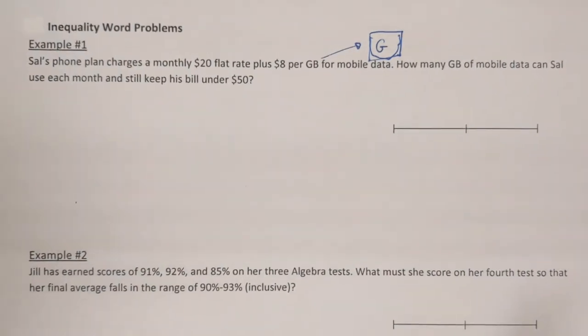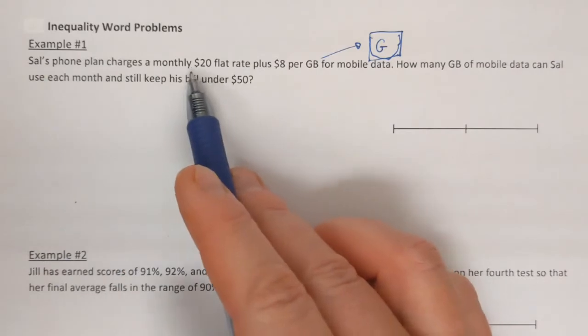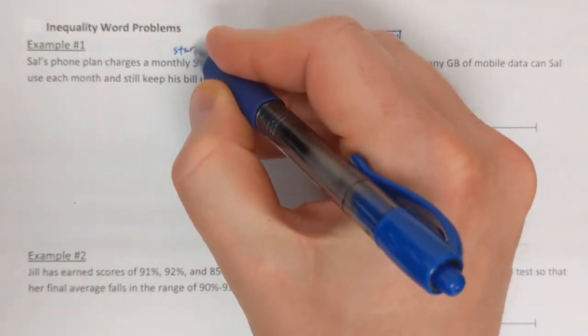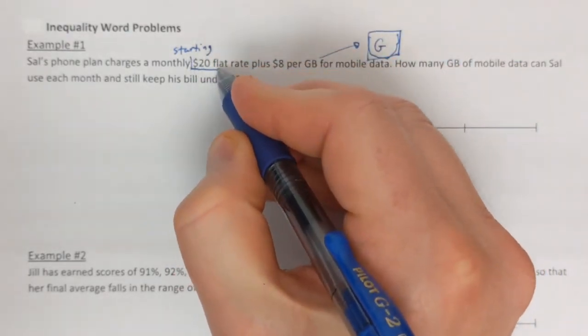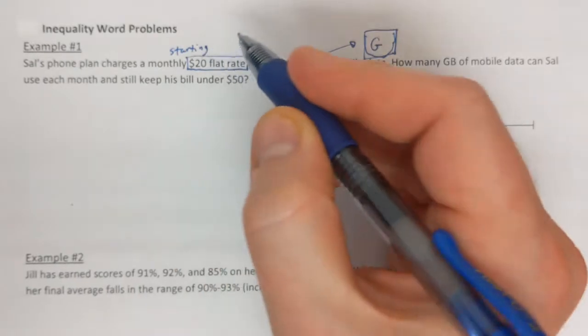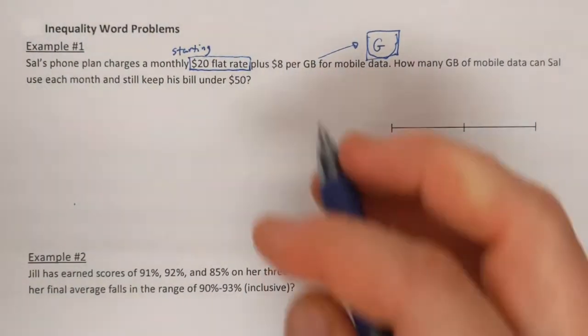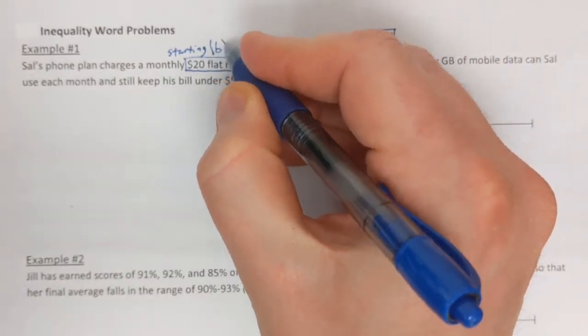All right, this is a slope problem. If you can remember back to previous word problems, way back in like Unit 1, here's what happens. The phone plan is going to charge a monthly $20 flat rate. So this is the starting point. It's called the y-intercept, the starting value. Before Sal even really uses his phone at all, he's got to pay $20 right off the bat. Okay, this is called B.